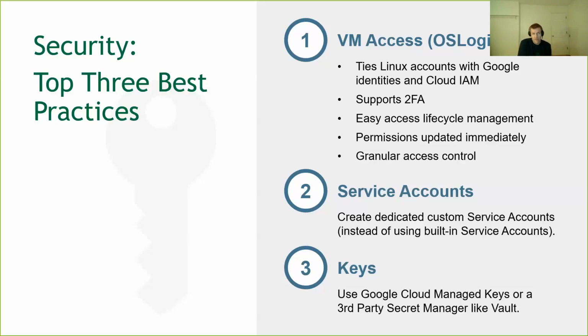Service accounts is another good practice, where we recommend creating dedicated custom service accounts that have custom roles, using the concept of least privilege for only exactly what they need and nothing more. Use those rather than the built-in service accounts for, say, Compute Engine and maybe Kubernetes Engine and other ones. And then keys. Simplify your key management. Either use Google Cloud managed keys, so you're not having to manage rotating keys yourselves, or if you already have a third-party tool like HashiCorp's Vault, we recommend just plugging into that.